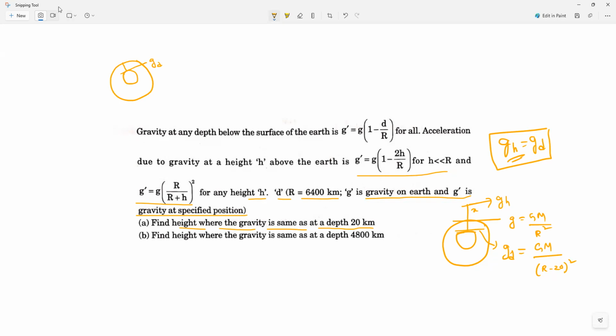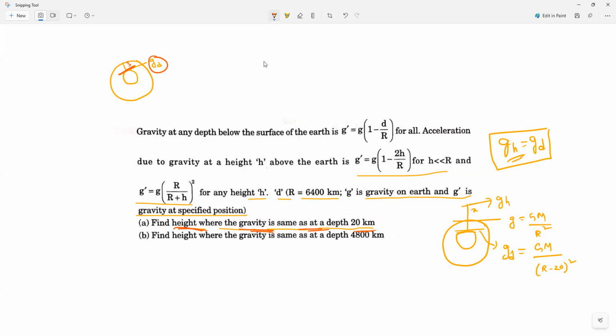Clear, everybody? Sir, how can you say that Hg is equal to Hs, sir? That's what the question is saying. You have to calculate that height. Find the height where the gravity is the same as at the depth of 20 kilometers. Means at 20 kilometers depth, we are having some gravity. Do you agree with me?